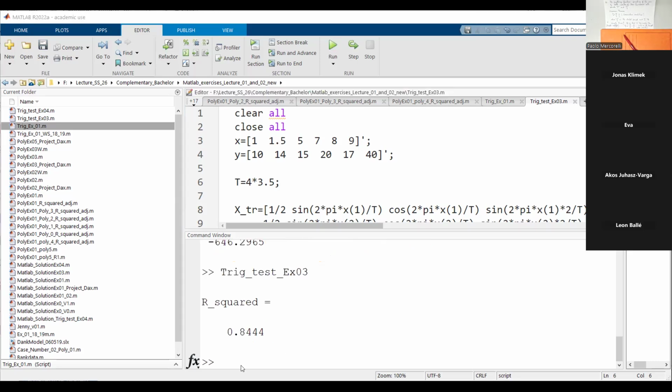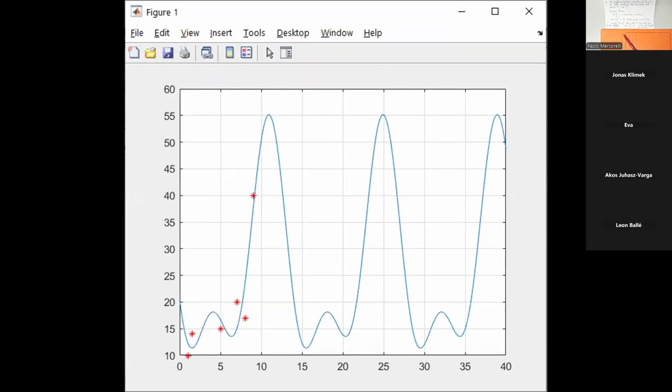See here the results. Still okay, but decreasing. Decreasing and decreasing. Let me show you again. Some problems can occur.